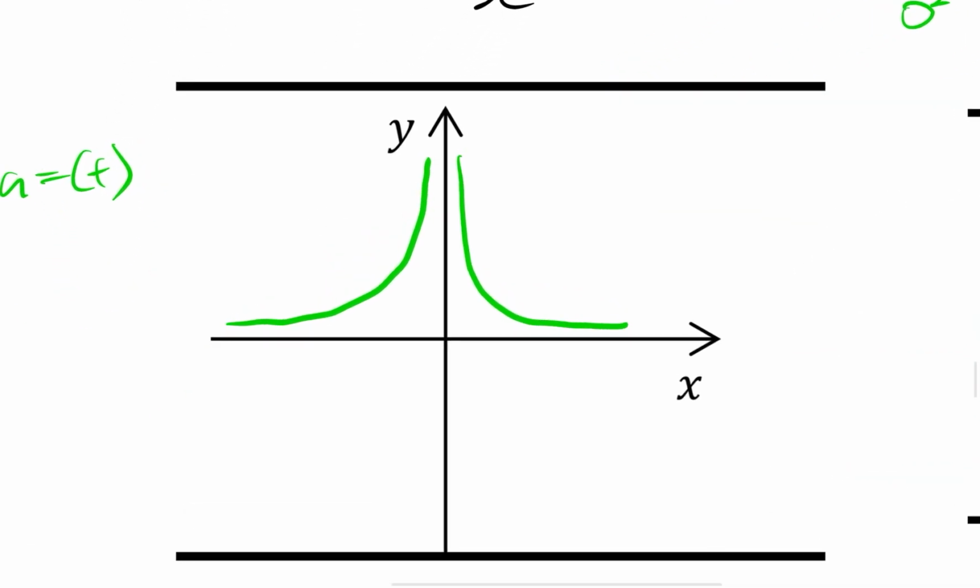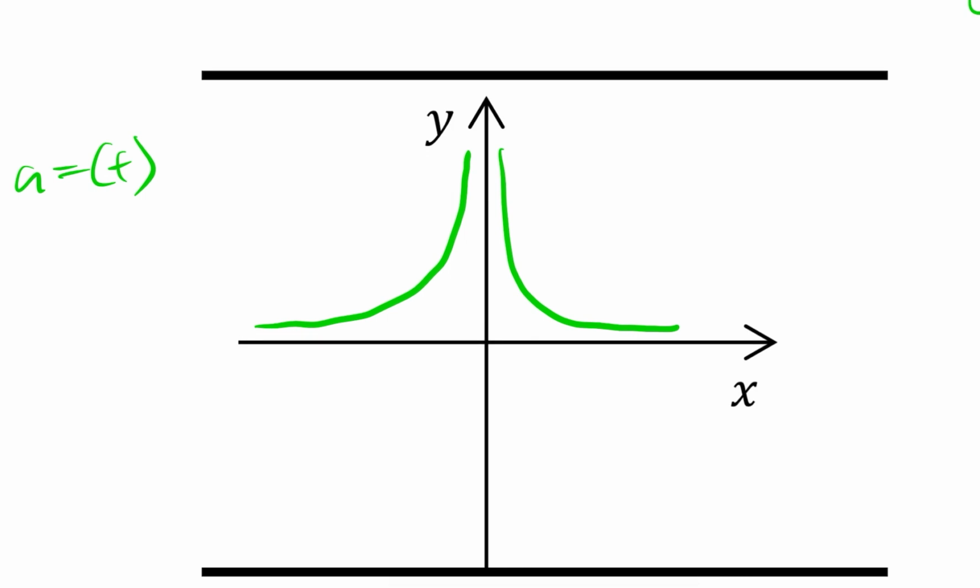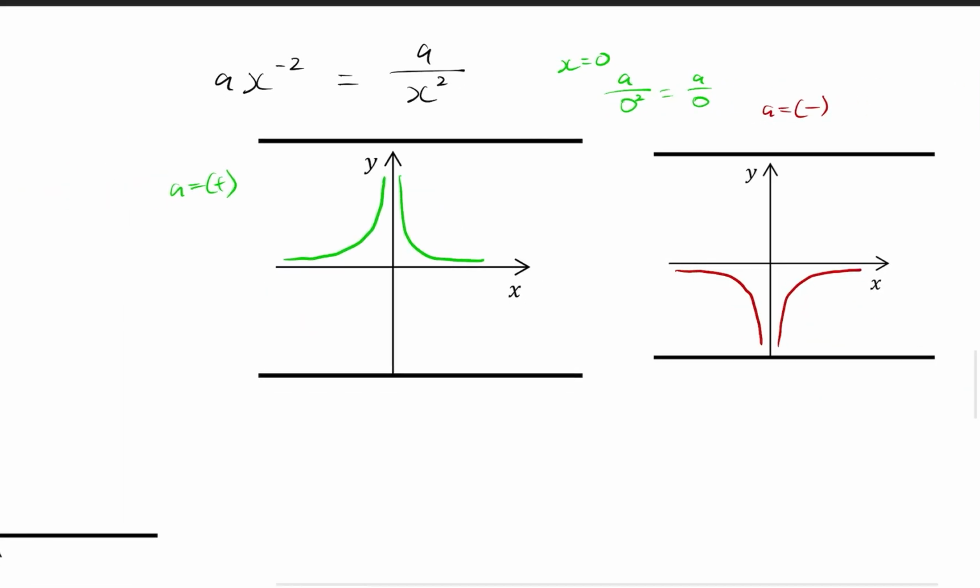So if a is a positive value for ax to the power -2, it will look like this. I like to remember this as a butt graph, because it looks like a butt cheek. And if a is a negative value, that will just be an inverse of the positive one. Alright, remember that.